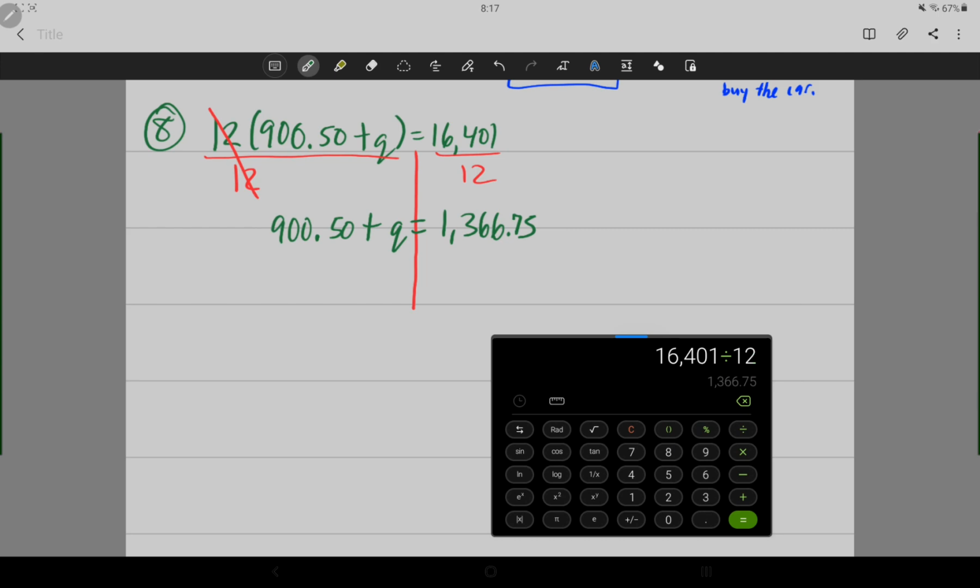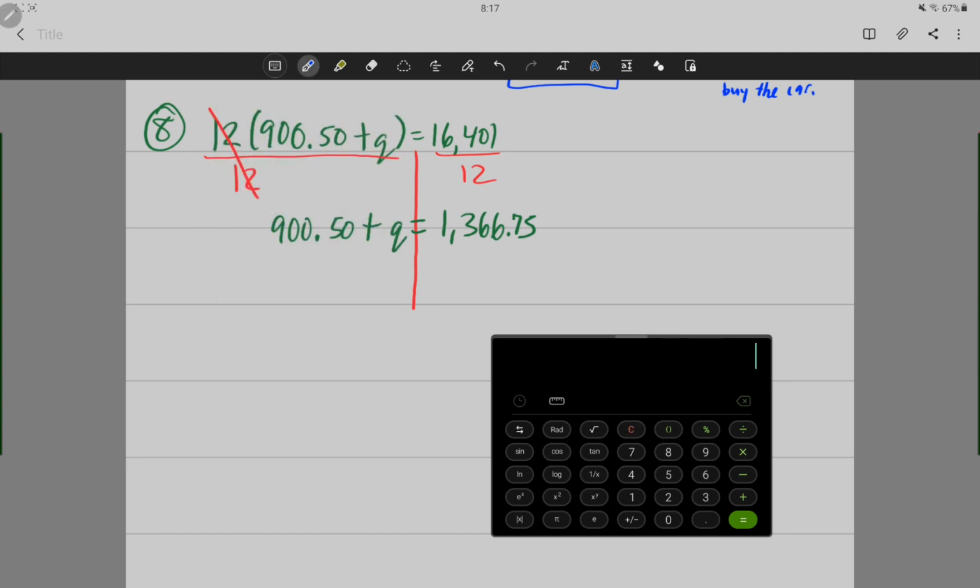So 900.50 is positive. So what we want to do is inverse operation. So instead of adding that, we want to subtract it. So we get Q all by itself on the left side. And do the same thing to the other side. Subtract 900.50. Left side, $900.50 minus itself is 0. Cancel that out. Let's bring down our Q. Bring down equals. And last but not least, let's subtract.